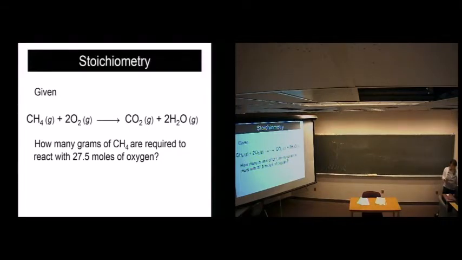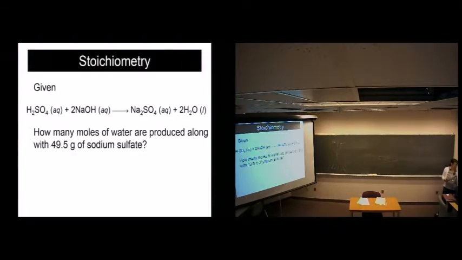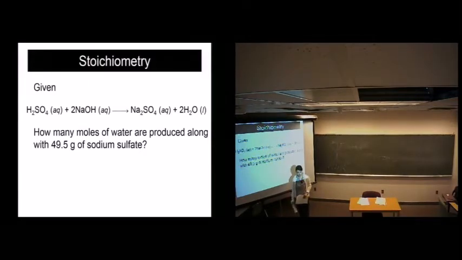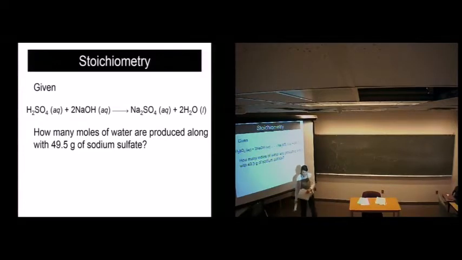Okay. Let's do this one. How many moles of water are produced with 49.5 grams of sodium sulfate? Oh, yeah, there's that naming thing again. Well, you have to pick which one is sodium sulfate, right? Na2SO4. Oh, good. We know that. Yay! Okay, naming is going to be in here all over the place. All right, so you know which one you're talking about.